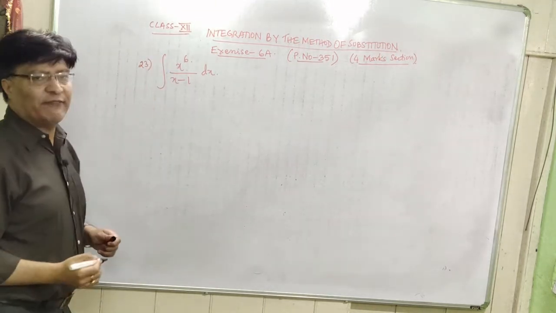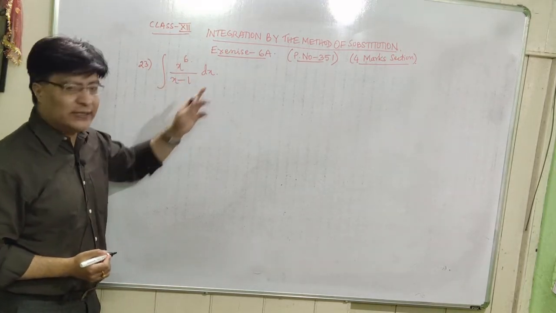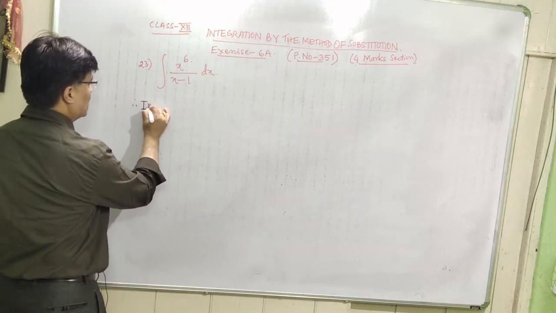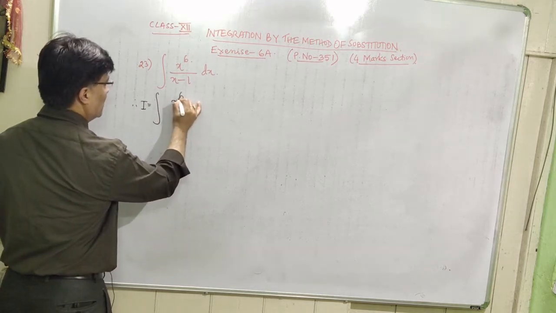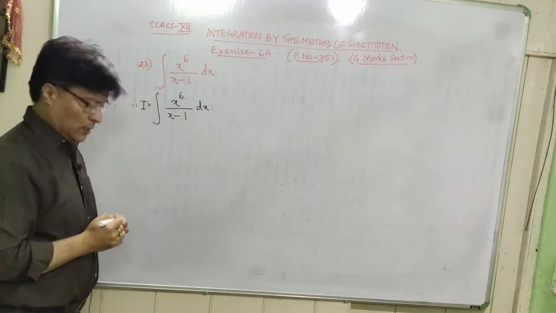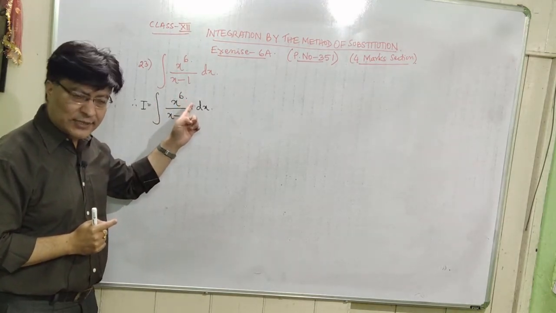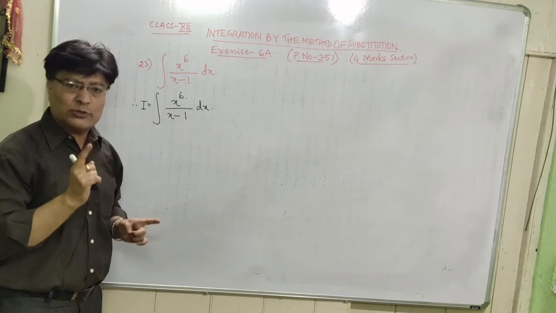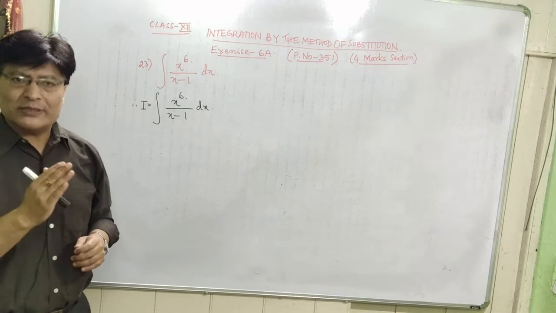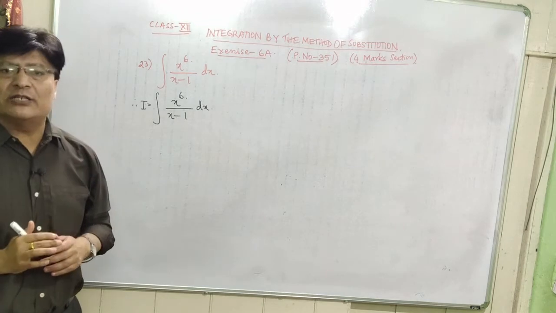You have to find out the integral of x to the power 6 divided by x minus 1 dx. So how will you do this integration now? So I is equal to integration of x to the power 6 divided by x minus 1 dx. Now in this case, what is the highest power of x in the numerator? It is 6. And what is the highest power of x in the denominator? That is 1. So if the highest power of x in the numerator is more than the highest power of x in the denominator, then divide the numerator by the denominator.